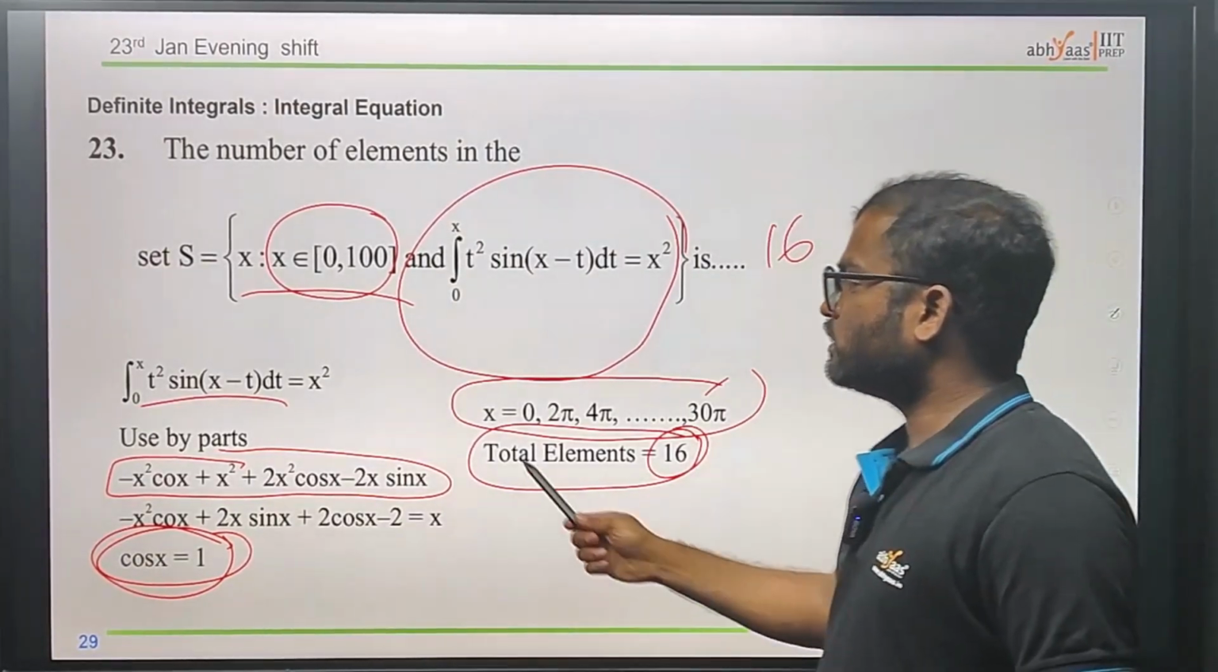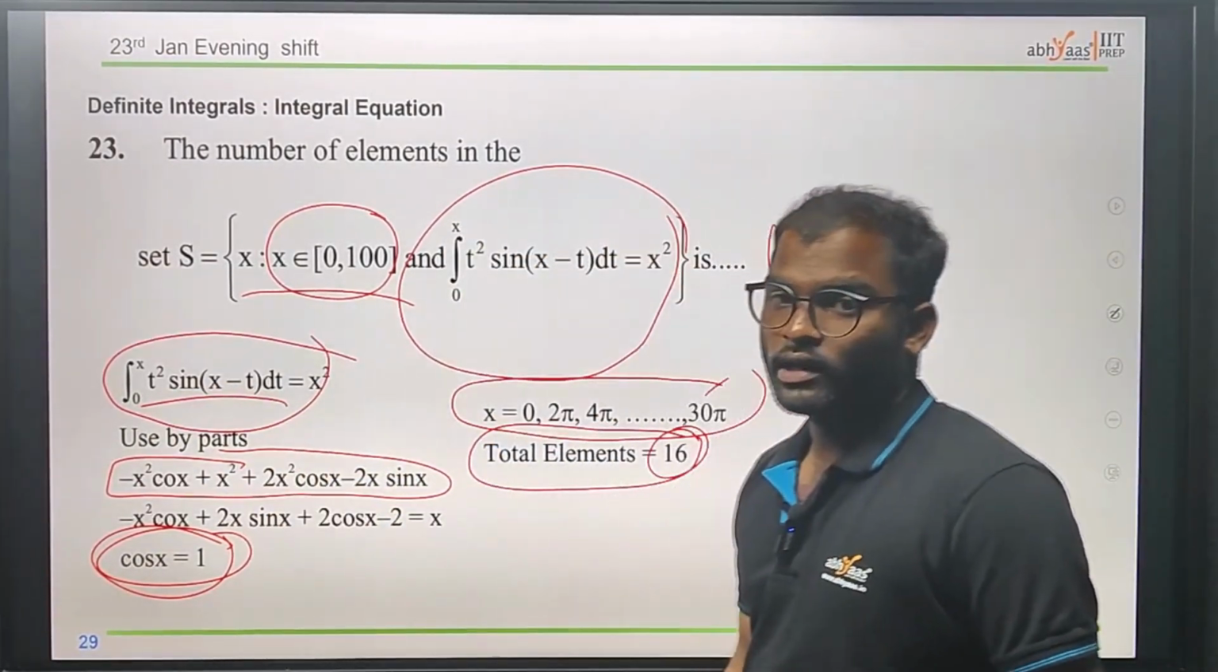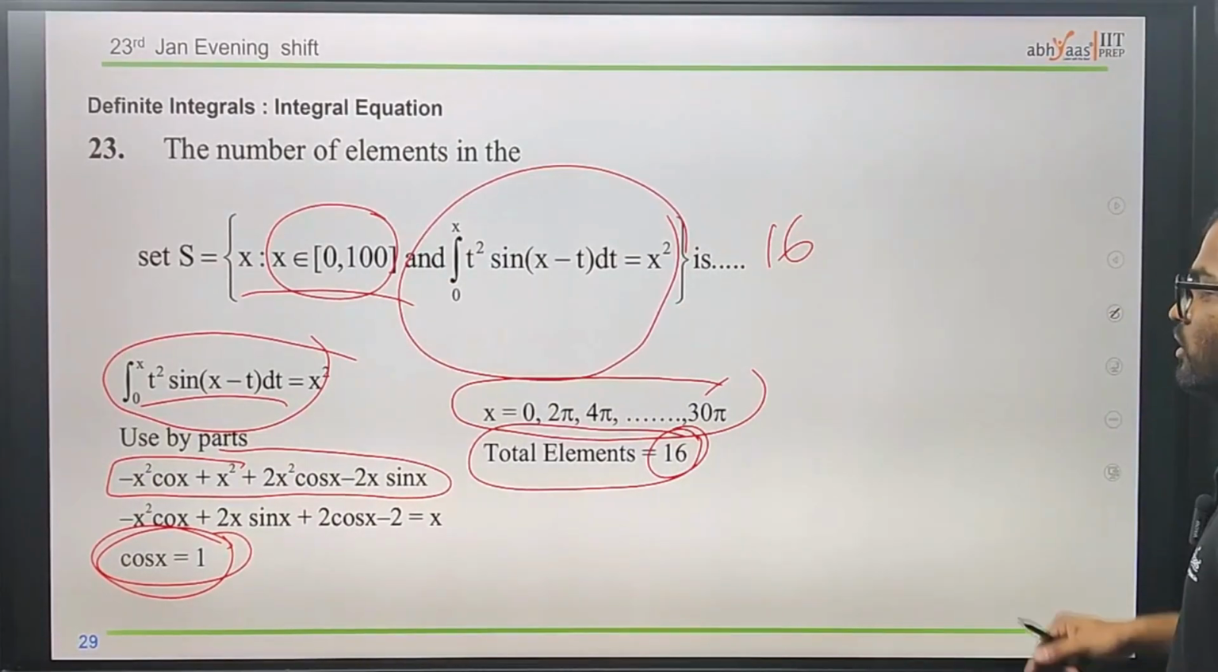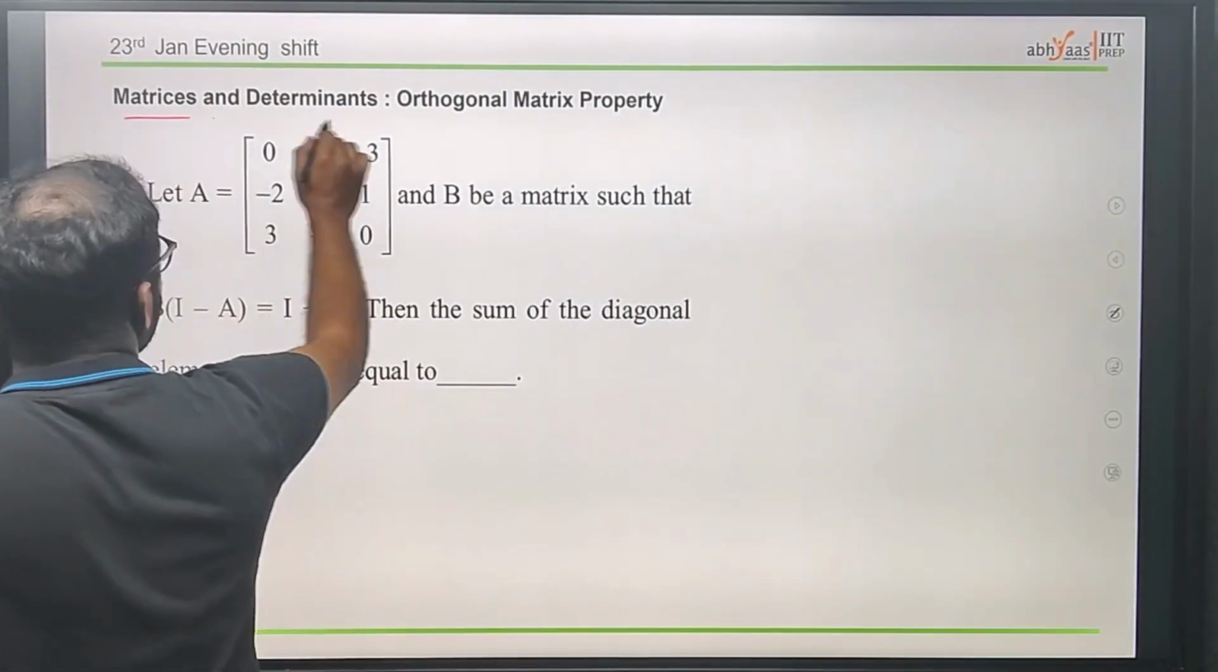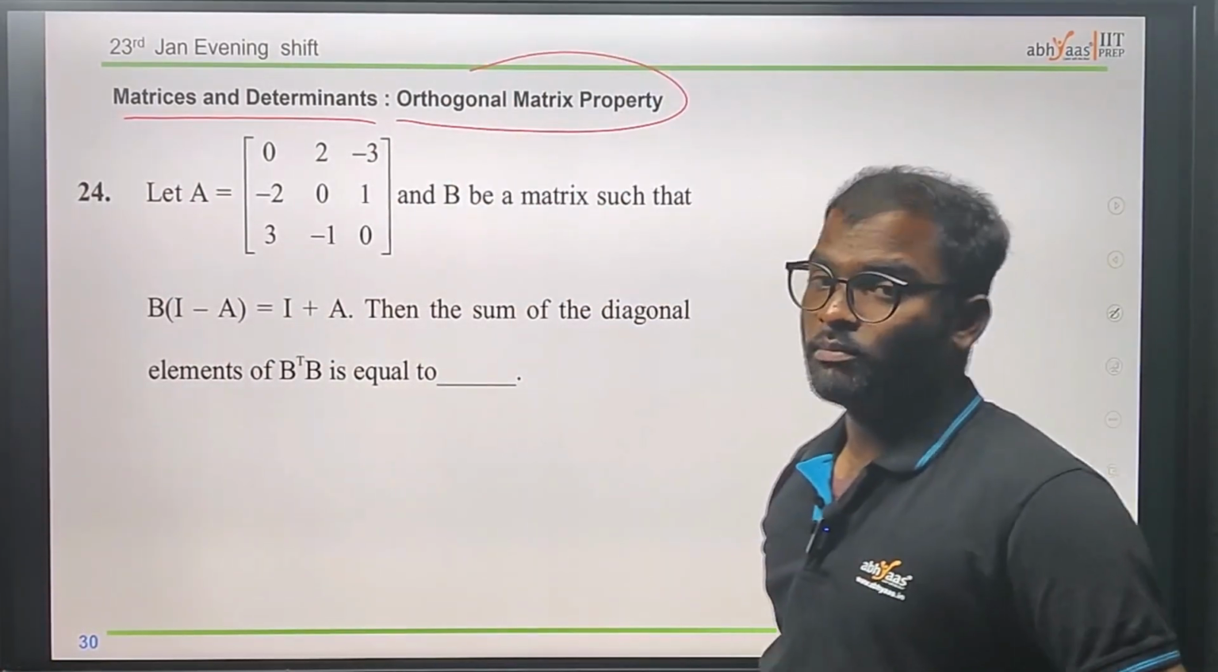The first thing you need to do is the integration of this one. After that you can easily solve that one. Okay, next we have matrices and determinants, by using the orthogonal property.